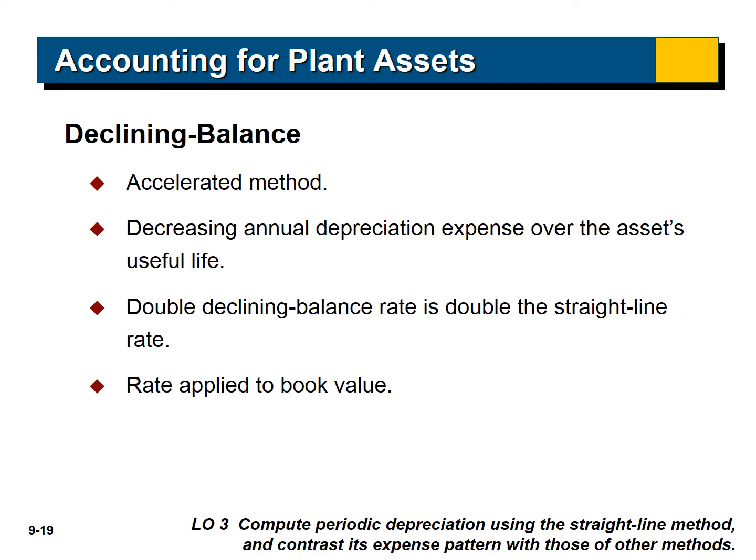Another method is called the declining balance method. It's what's called an accelerated method. That means that there'll be more expense in the early years than the later years. So there's a decreasing annual expense. Double declining balance is double or twice the straight line rate. And the rate is applied to the book value, not the depreciable cost.